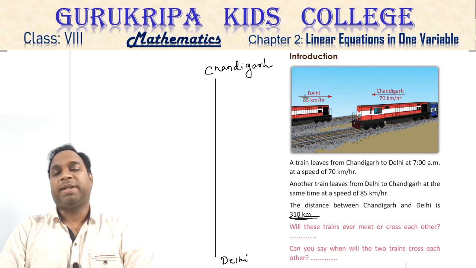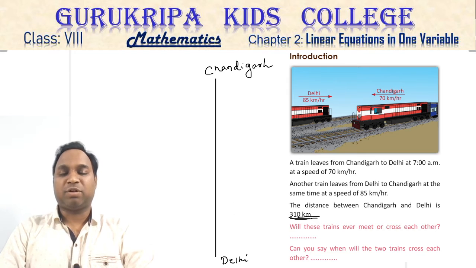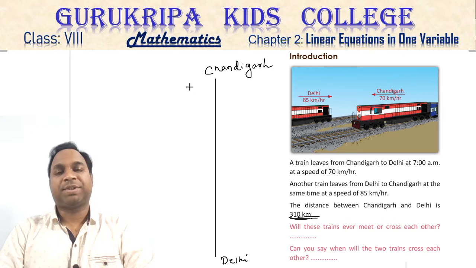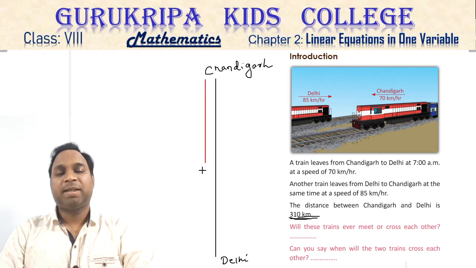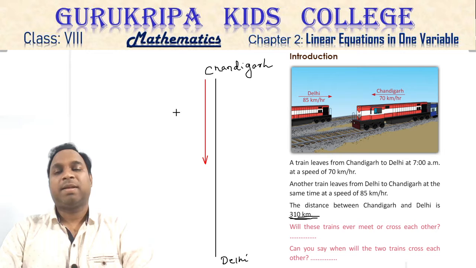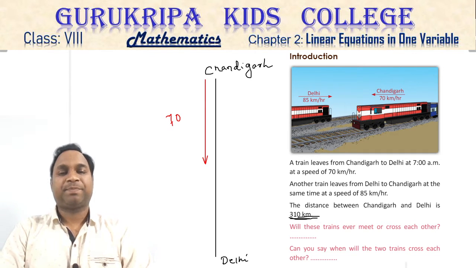And now see, there are two trains. One is going from Chandigarh towards Delhi, and the other from Delhi to Chandigarh. Let's draw it, it will be better. I'll draw the two trains in two different colors. Let's say the first is red. The red train is going from Chandigarh to Delhi. What is the speed of this train? 70 kilometers per hour. Okay, I'll just write 70 over here.